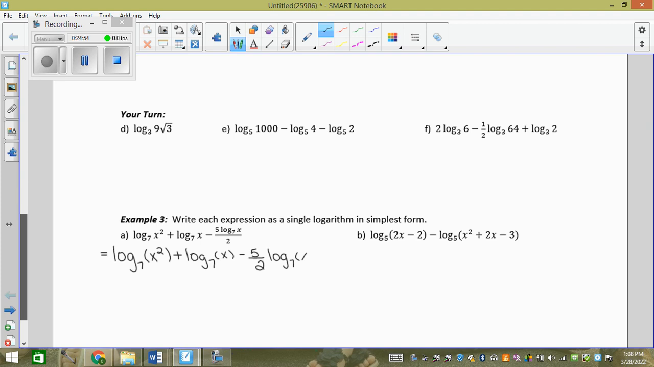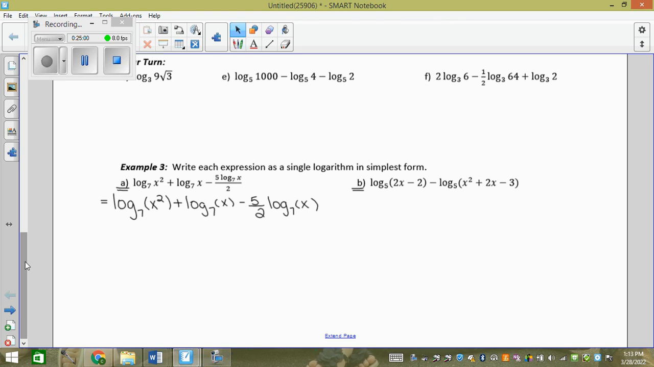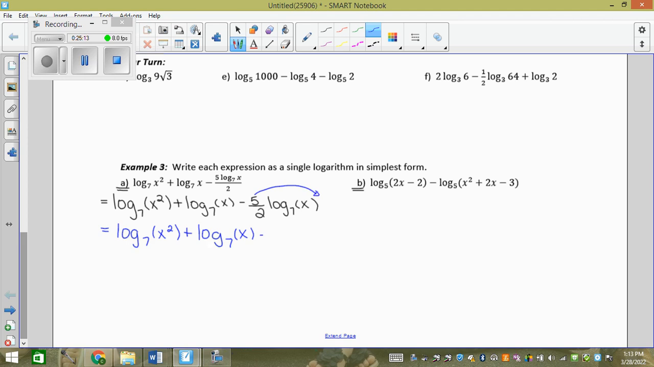I want you to try these two. I want you to try A and B. They're a little bit different, but they just follow the same rules. So this one, we have log base 7 of x squared plus log base 7 of x, and then I need to move my 5/2 up, minus log base 7 of x to the 5/2. And so I'm going to get log base 7 of x squared times x over x to the 5/2.